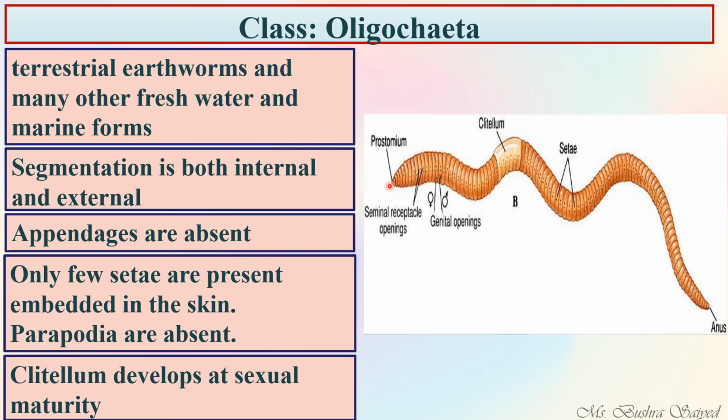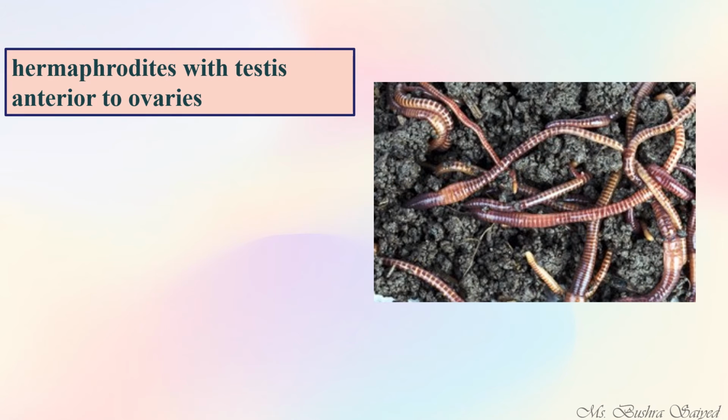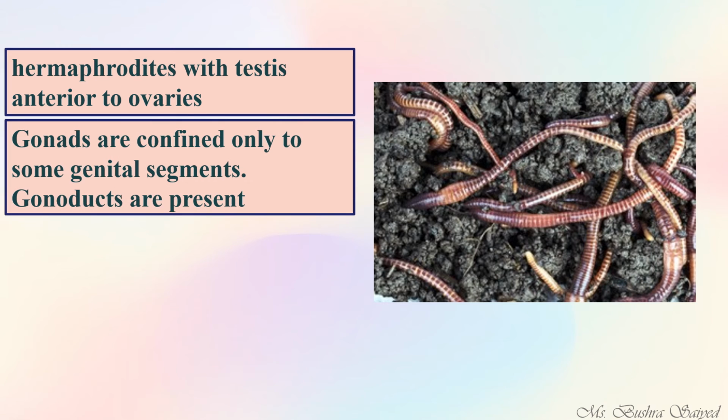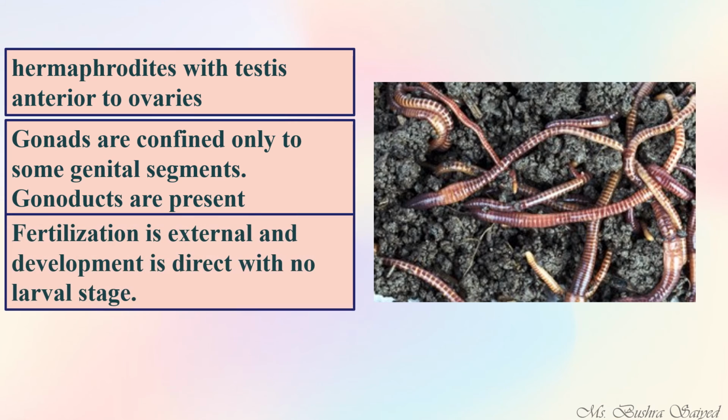Clitellum develops at sexual maturity. So here is the clitellum, you can see. Clitellum is distinctly visible below the head region of the earthworm. They are hermaphrodites since they have male and female organs in the same individual, with testes anterior to ovaries. Gonads are located only in the genital segments. Unlike the polychaetes, gonoducts are present.